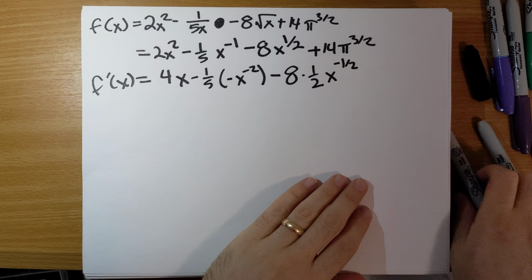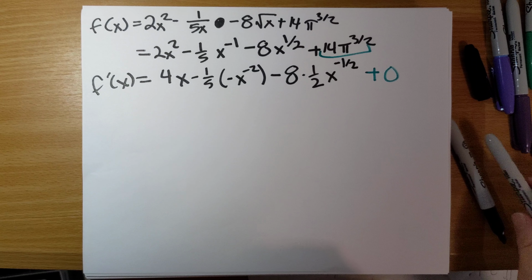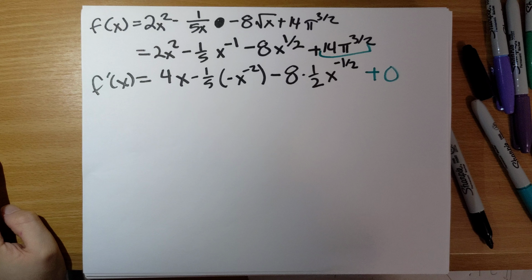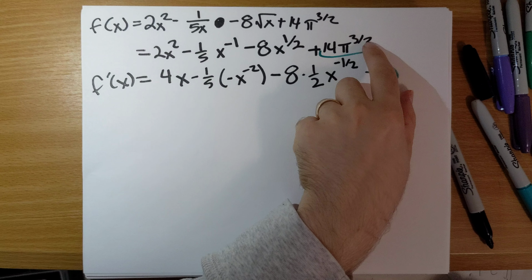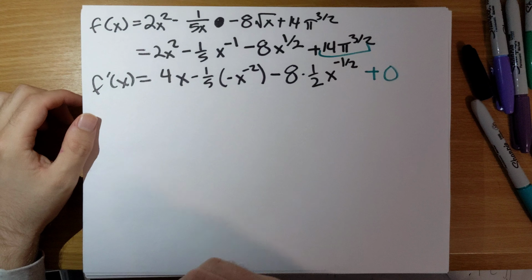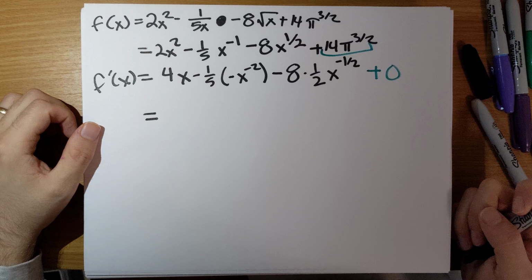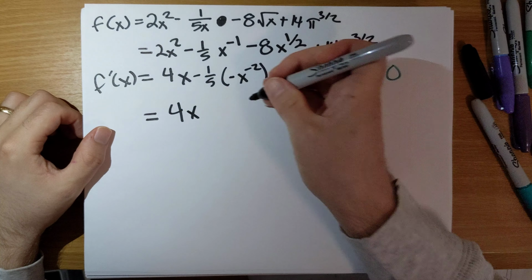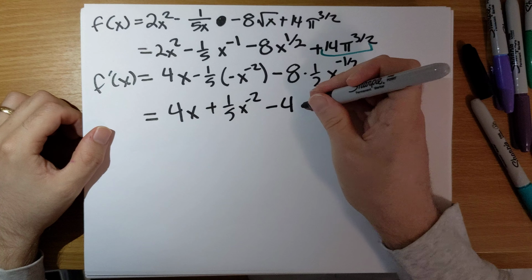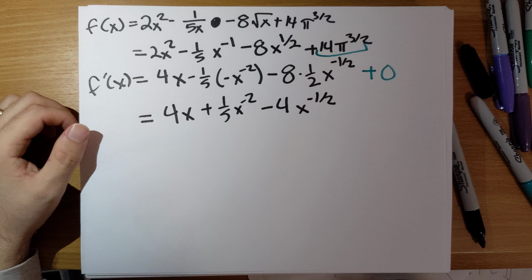And then this is maybe one of the big reasons why I stuck this problem on the review sheet. The derivative of 14 pi to the 3/2 is 0. It's not 14 times 3/2 times pi to the 1/2, because this is a constant. There's no x dependence here. So the derivative of this constant is 0. And so this is right here our final answer. If we want to manipulate this just a little bit, 4x plus 1/5 x to the negative second power minus 4x to the minus 1/2 power. So this is problem number 39.